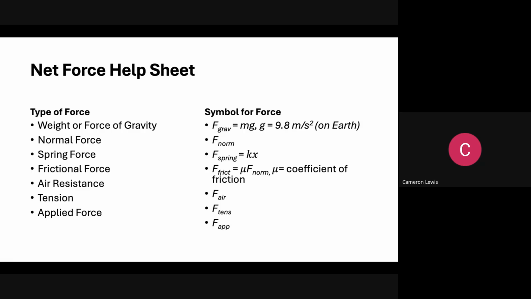Why I did this is I repeated it so that you see the English words on the left and on the right the equation or the symbol that goes with each one. So that when we start doing free body diagrams, we don't have to write the full thing out. We can write the shorthand.